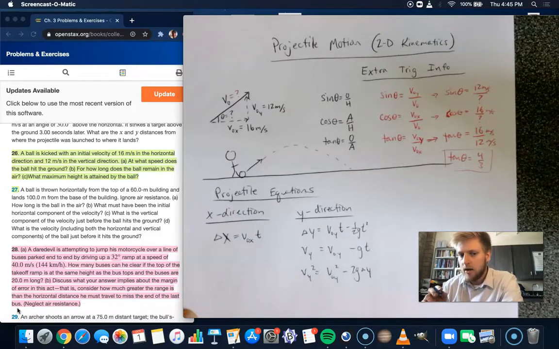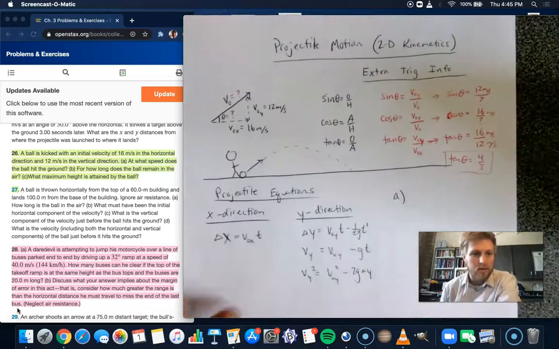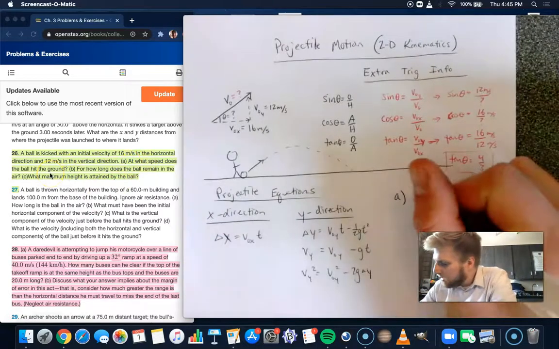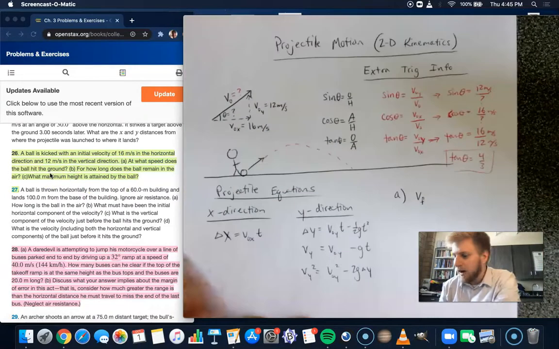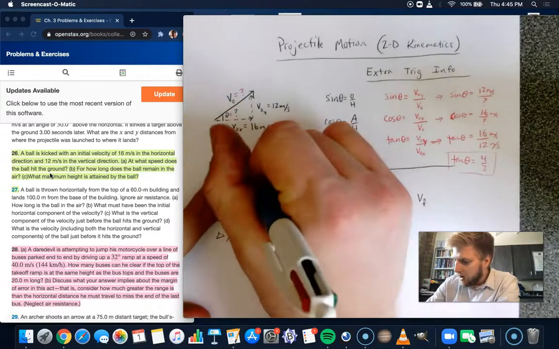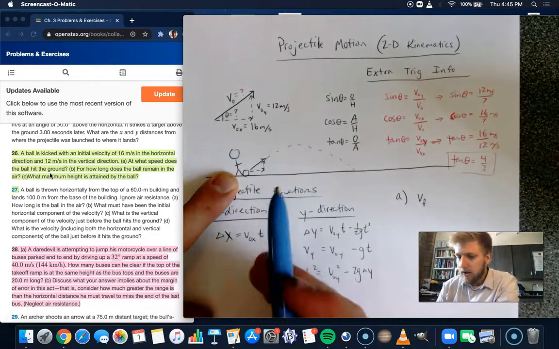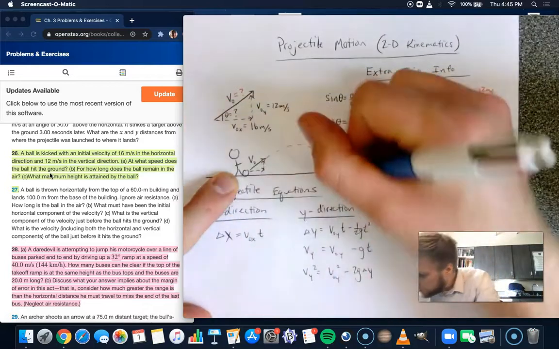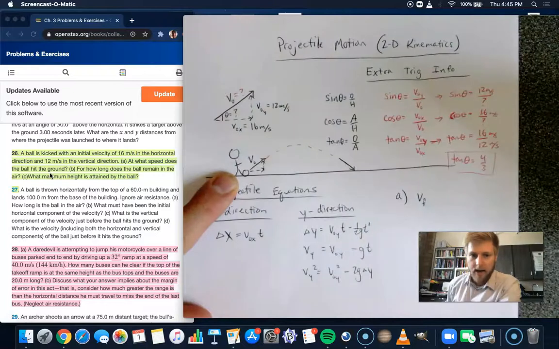So the first one asks, at what speed does the ball hit the ground? That's right over here, A. So we want to know, what is V final? Now, let's go back to our diagram and see if we can show where that would be. So we've got our components here in the x and in the y. And, okay, this is V naught. We want to know, well, what speed is this going to hit the ground at?